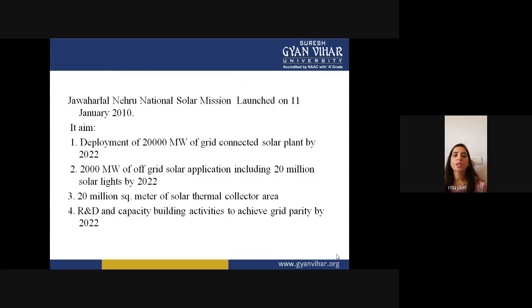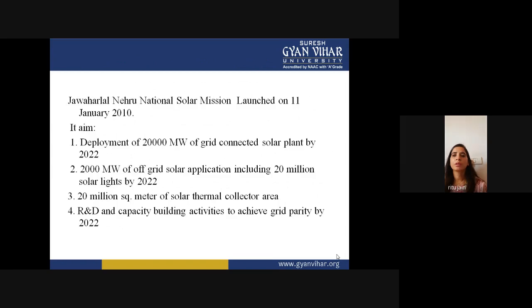The third aim of the Jawaharlal Nehru National Solar Mission was 20 million square meter of solar thermal collector area. And the fourth point was R&D and capacity building activities to achieve grid parity by 2022.